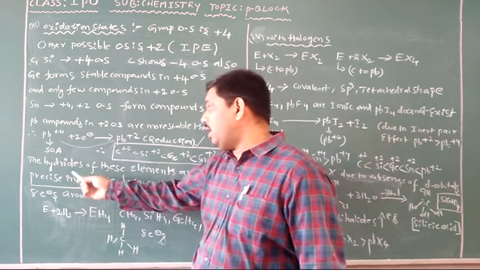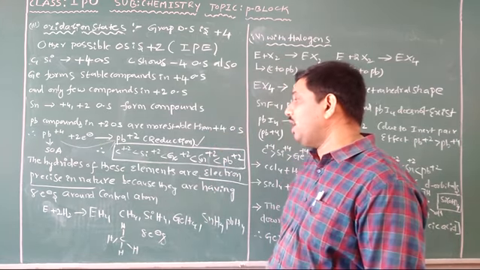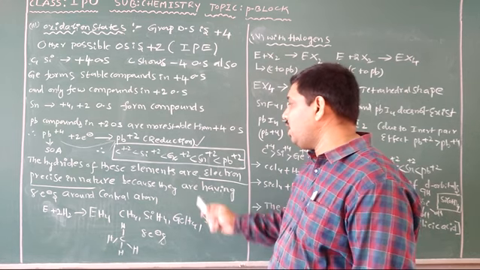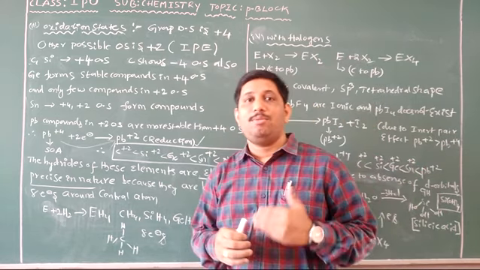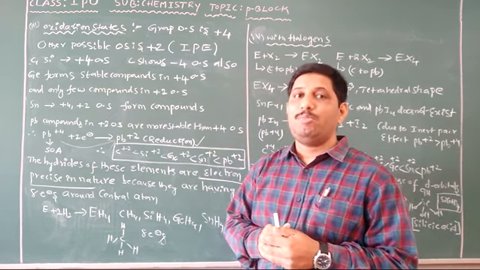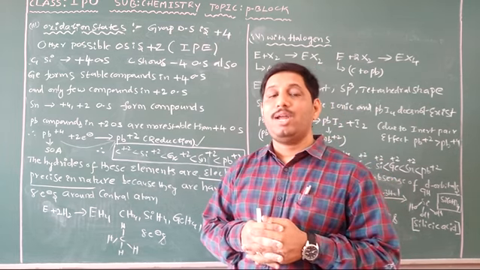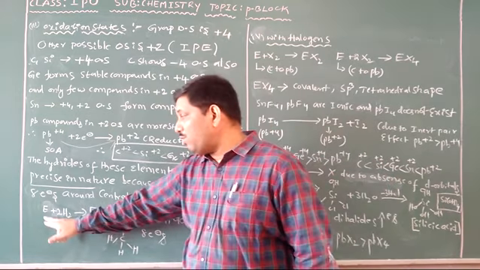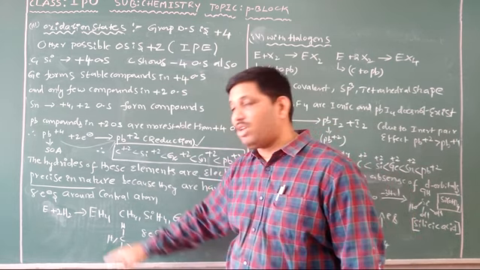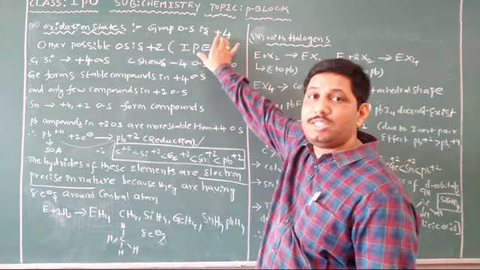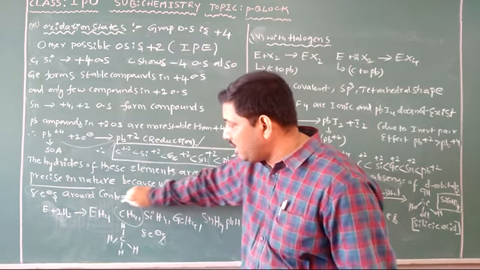Next one, students. The hydrides of these elements are electron precise in nature because they have 8 electrons around the central atom. Hydrides, the binary compounds of hydrogen with other elements, are known as hydrides. Here, when a group 14 element reacts with hydrogen, it forms hydrides of general formula EH4, because +4 is the group oxidation number. These hydrides are electron precise in nature.